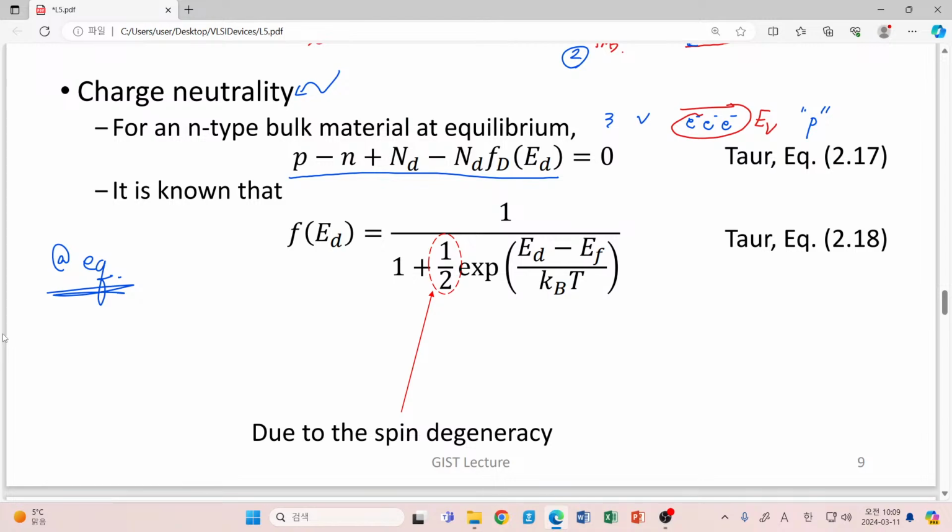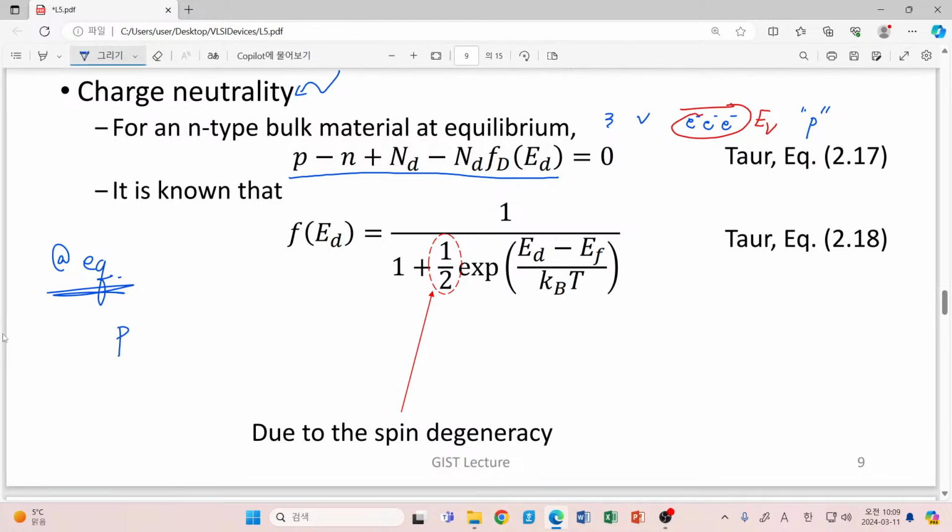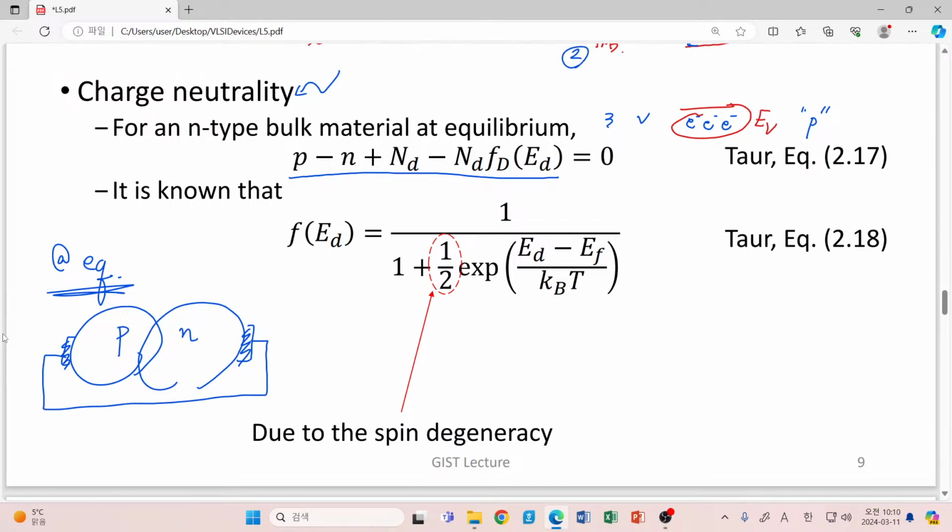For example, think about this one. You have already studied the p-n junction. Yes, you have a p-n junction, and you can just apply 0 voltage difference between your p-type region and n-type region. Here you have p-type and n-type. Here you have your anode, and here you have your cathode. And let's just connect them without any voltage difference. Then you can understand this p-n junction will be located at the equilibrium case.